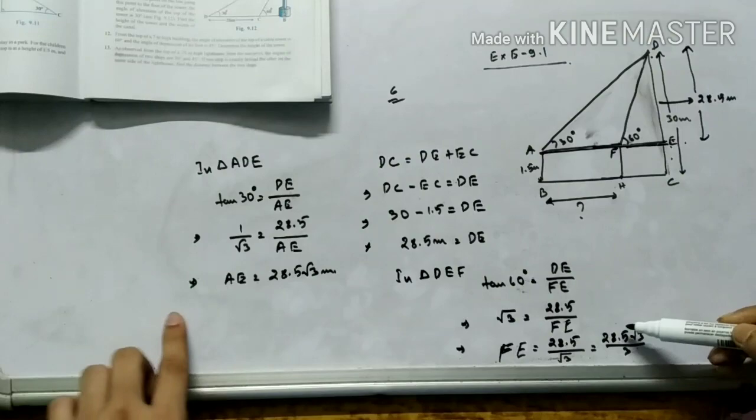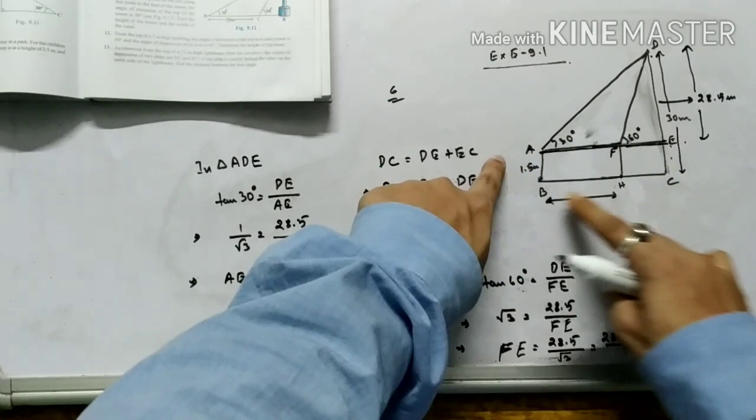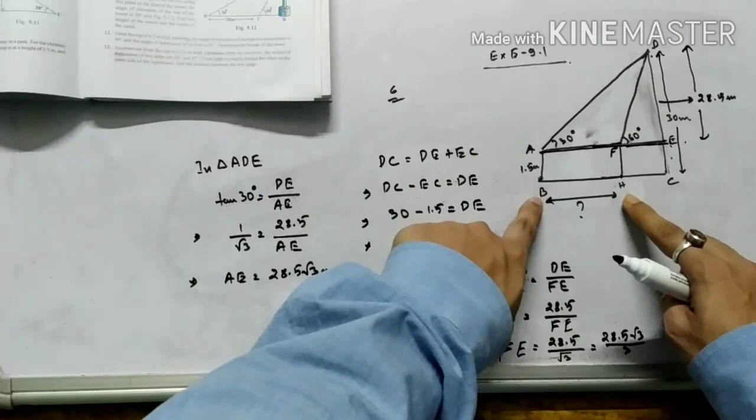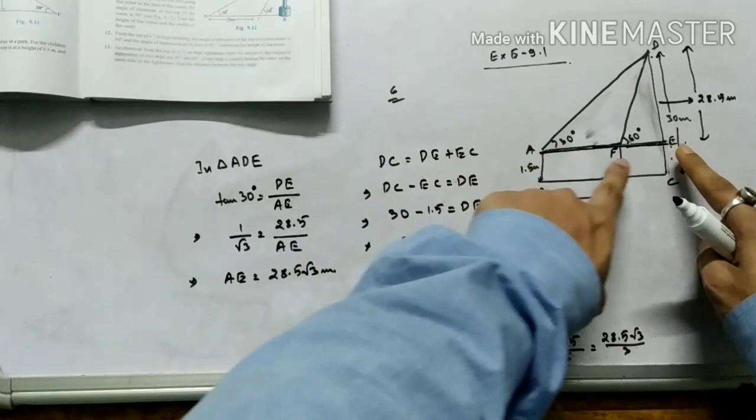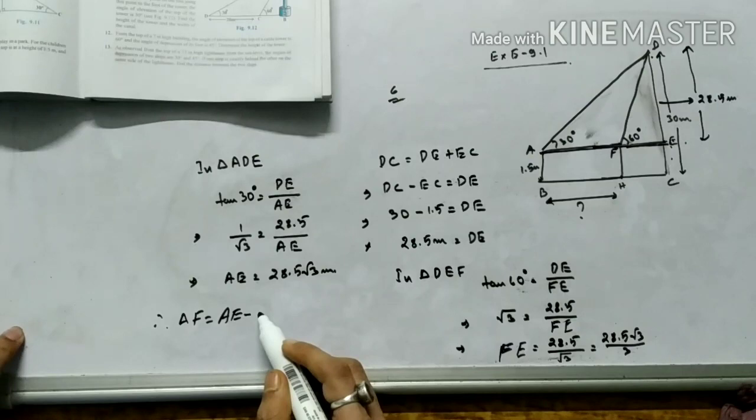So therefore from here I can find AF, the distance he walked, because AF is equal to BH. Yes, this is a rectangle. So according to the figure, AF is equal to BH. I need BH. So I have to find AF. AE I got, FE I got, I want to find AF. So AF is equal to AE minus FE.